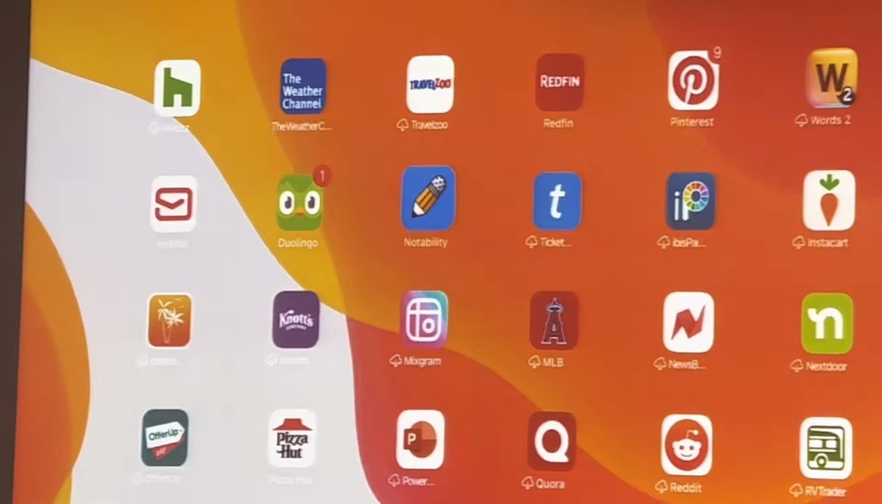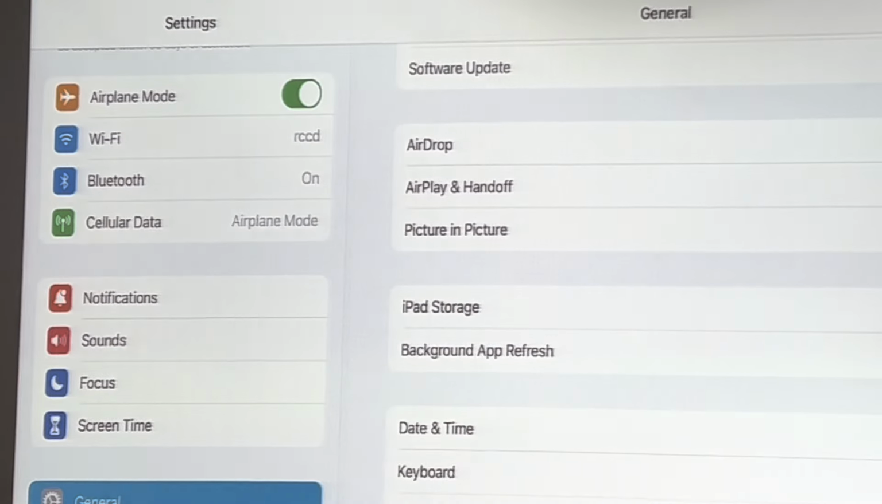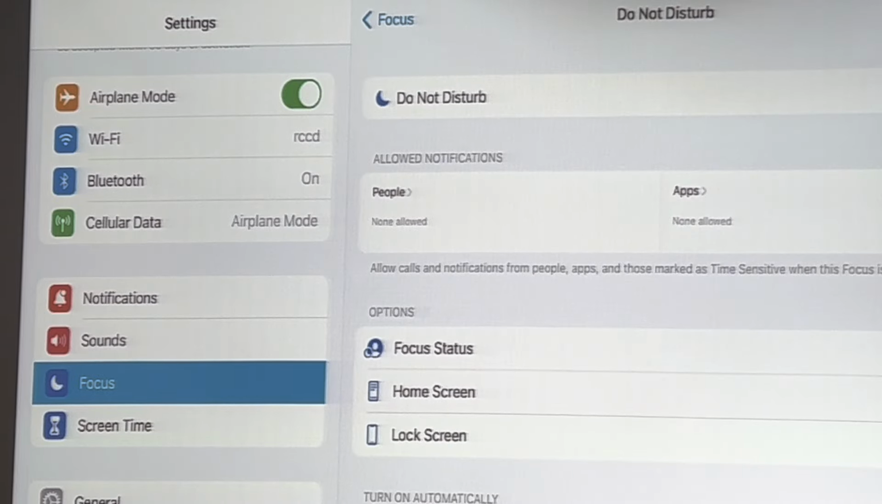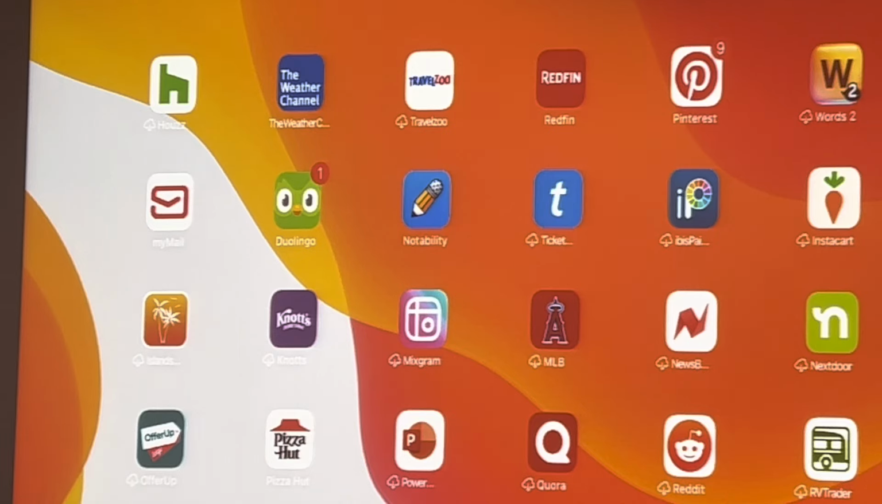And also, I want to put this on airplane mode so we're not getting notifications. It is on airplane mode. Why am I getting notifications? It's on Do Not Disturb. Oh, there we go. Well, airplane mode should take care of that.